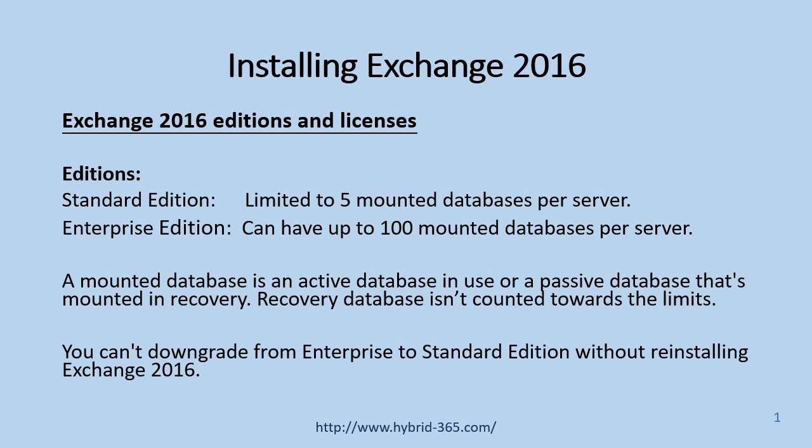Let's first have a look at Exchange 2016 editions and licenses. There are two Exchange 2016 editions. Standard Edition is limited to 5 mounted databases per server, and Enterprise Edition can have up to 100 mounted databases per server. Please note that a mounted database is an active database in use, or a passive database that's mounted in recovery. Recovery database isn't counted towards the limits. Please note that you cannot downgrade from Enterprise to Standard Edition without reinstalling Exchange 2016.